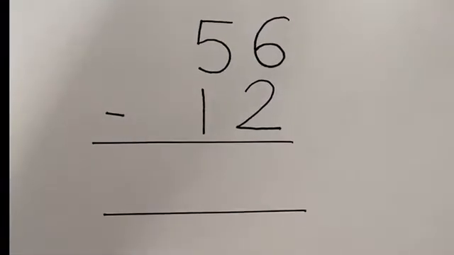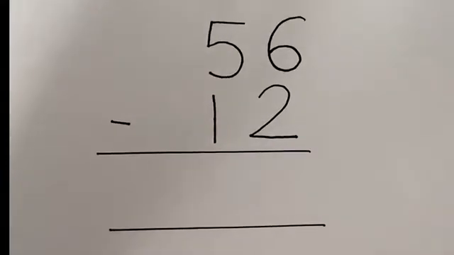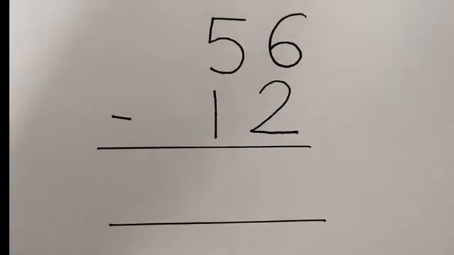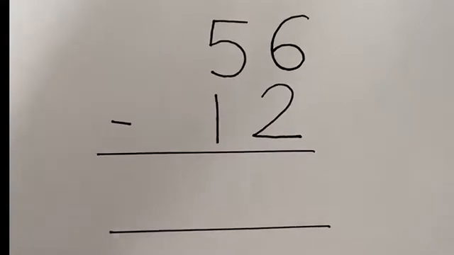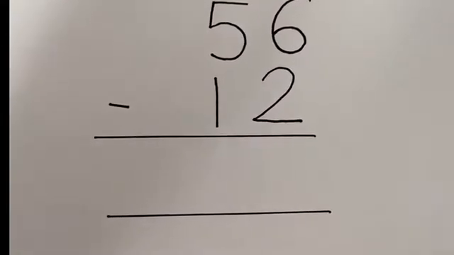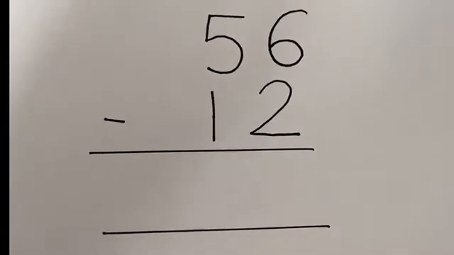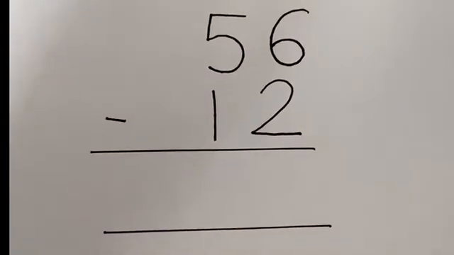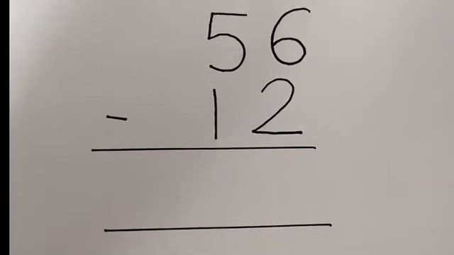The next thing we're going to look at today is some simple subtraction using a column method. Last week we were learning about addition, and we knew that we had to line up our tens and units really carefully to make sure we got accurate answers, and this will be no different. So we've got the numbers 56, subtract 12.